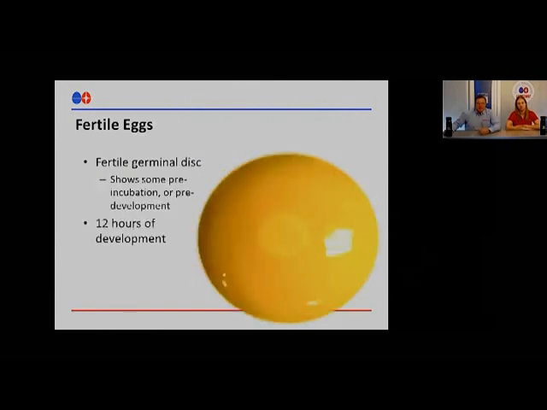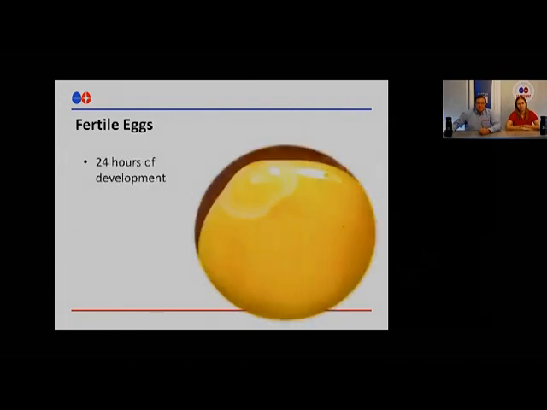Again, a fertile egg, 12 hours of development, we can see that donut starting to grow. 24 hours, again, that's the start of that embryo. See how it's beginning to grow, and it will eventually encompass that yolk. So this is 24 hours of incubation, after the egg is laid and put in the incubator.